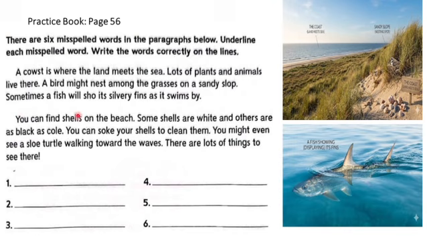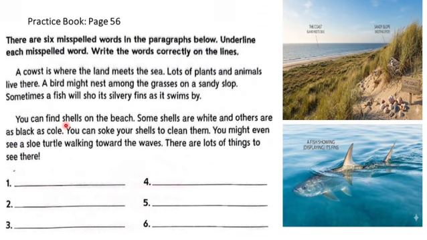Now I want you to open your practice book on page 56. Let's read the question. There are 6 misspelled words in the paragraphs below. So in these two paragraphs, there are 6 spelling mistakes. Underline each misspelled word. Write the words correctly on the lines. So first I should underline the words and then I should write them correctly on the lines here.